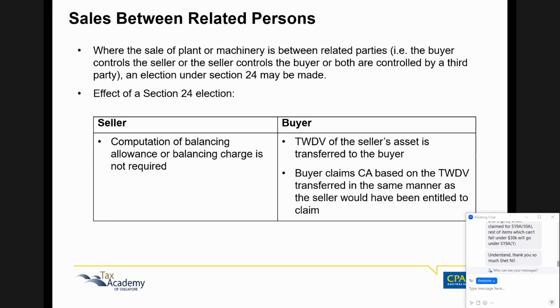Okay, and this is possible because these two parties are related parties. For example, the buyer could actually obtain the tax written down value from the seller because they are related parties, right? So I can ask, okay, how much is your tax written down value? Let me know, I just transfer it over. Okay, so the good thing upon this is that you don't need to do all your BABC.